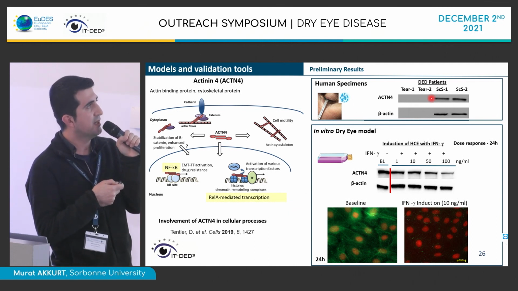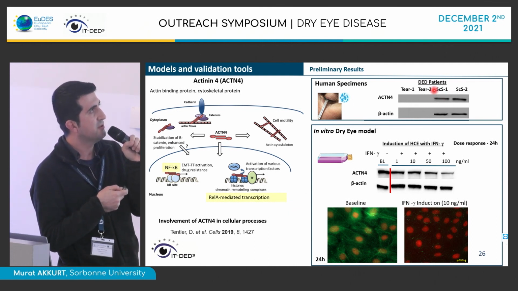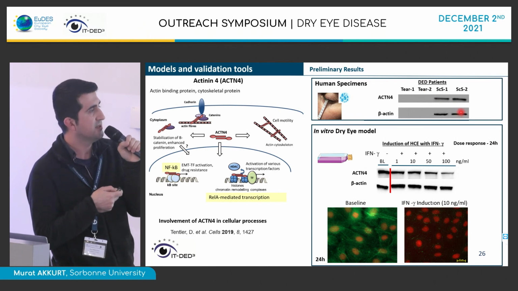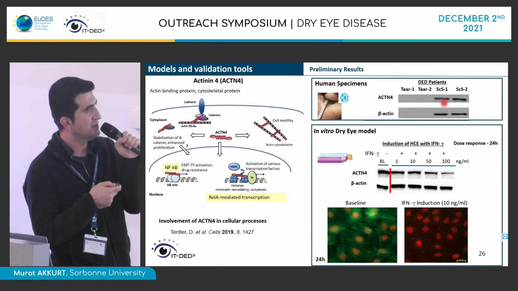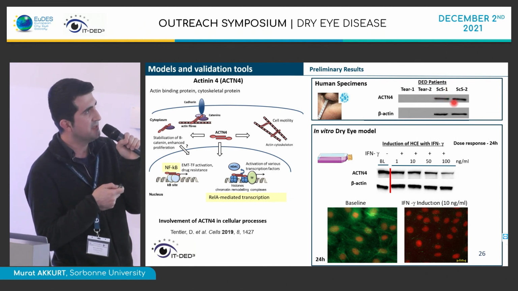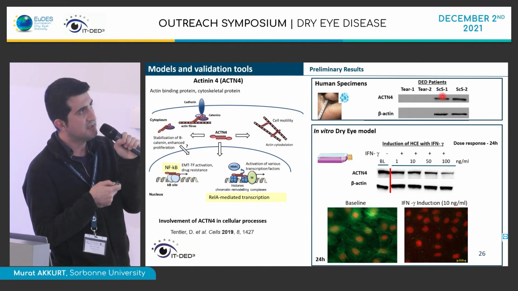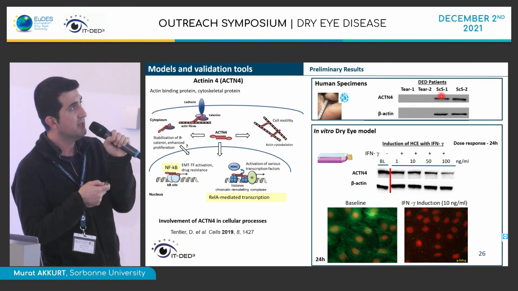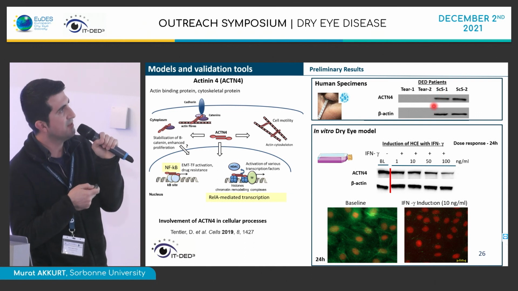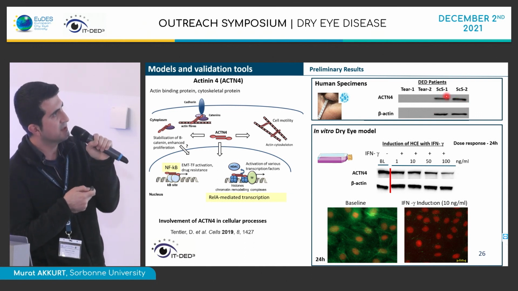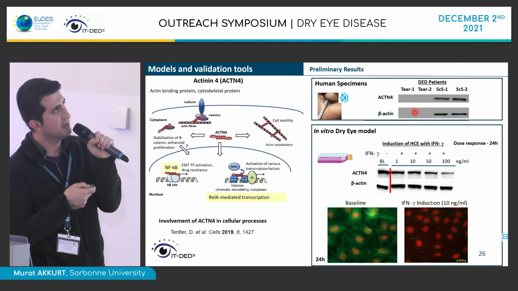And first, I investigated actinin 4. It can be detected in our samples, and we see that with samples collected by Schirmer strips, it can be detected because, as I showed before, its gene expression was already detected in conjunctiva, and it comes from conjunctival cells, we can say, but in the tear we couldn't detect it.